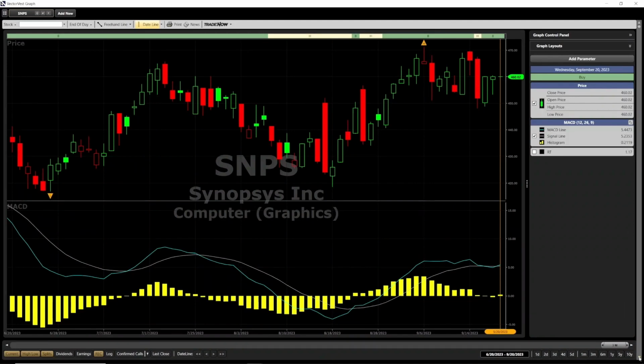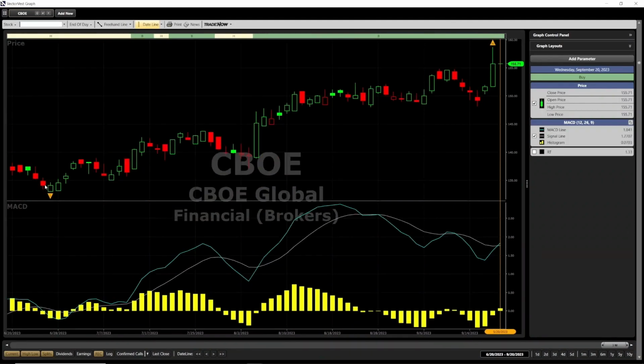Now, as I scroll to the next position, we do have CBOE. Nice price action from lower left to upper right. We've had a strong buy rating on this position since the beginning of August. Now, if we look at the MACD line, it was below the signal line for the past several weeks. However, the MACD line did cross above the signal line as of today, and in addition, putting the histogram bar into positive territory, showing the trend is changing direction as of now in a bullish manner.